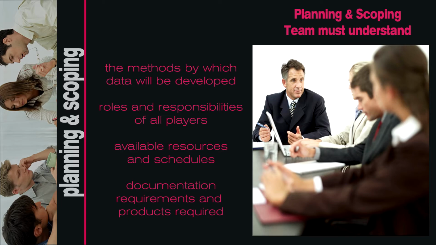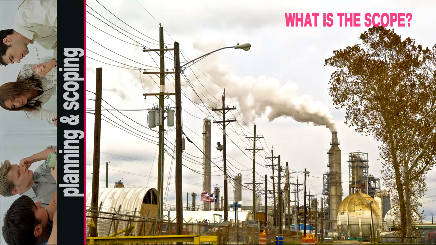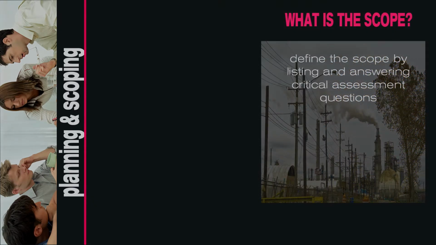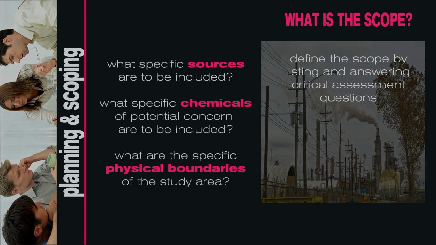Once we've identified the concern and who should be involved, we need to identify the scope of the assessment by putting specific limits on what we are going to study. To do this, we start by identifying and putting answers to an initial set of specific questions we want the assessment to answer. The assessment questions help to identify the sources and chemicals to be included in the assessment, and the physical area included in the study.